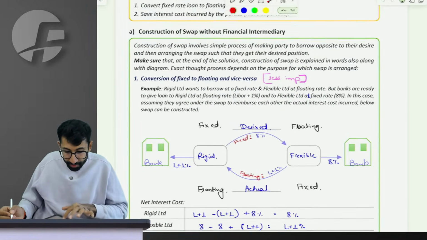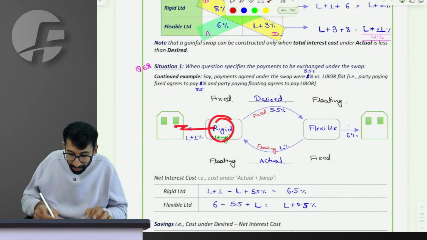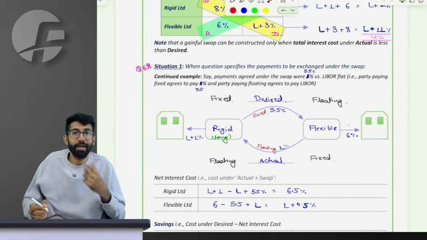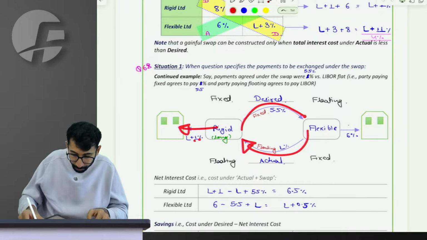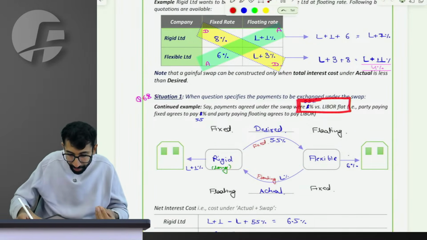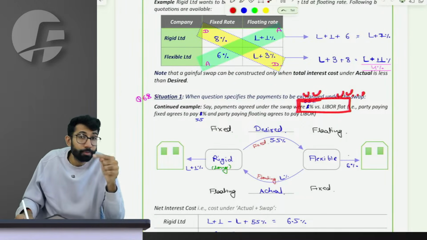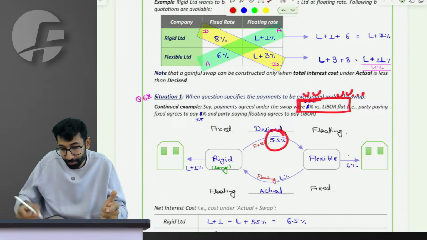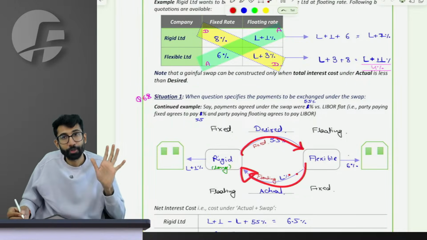Suppose the examiner says swap terms are given. Sorry, my bad. I by mistake opened the wrong page. So Rigid, which is paying floating, if it receives floating and pays fixed, its position gets cancelled. The bank says there is a swap contract available as 5.5 versus LIBOR flat. It will not say who should pay what. It will say whosoever pays fixed will pay 5.5 and whosoever pays floating will pay LIBOR. So we got to know Rigid should pay 5.5 and receive LIBOR.